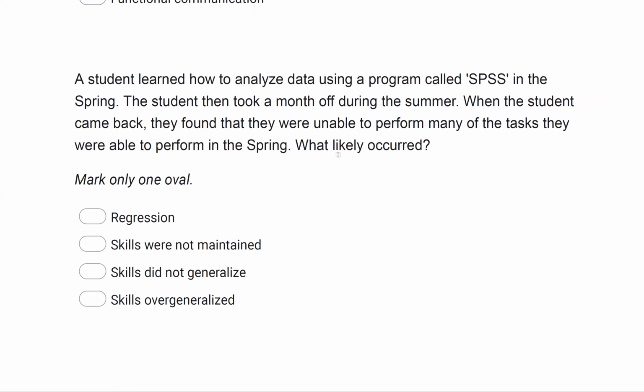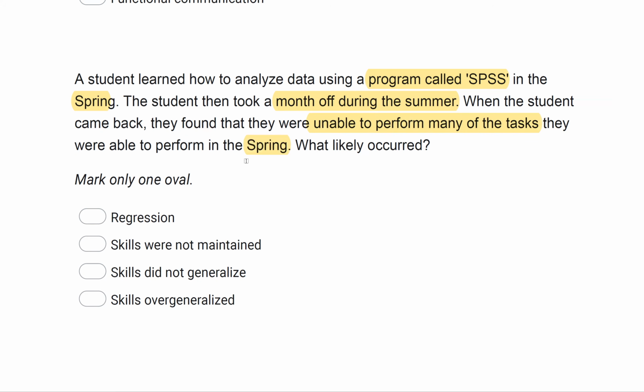Well, when you get a question like that, you've got to consider, what is the question summing up? What is all the information in the question trying to get at? A question like this is a good example of why we don't immediately jump to the answer choices. We always make sure we understand the question first. So we know a student learned how to analyze data using a program called SPSS in the spring. The student took a month off during the summer. When the student came back, they were unable to perform many of the tasks they could in the spring.